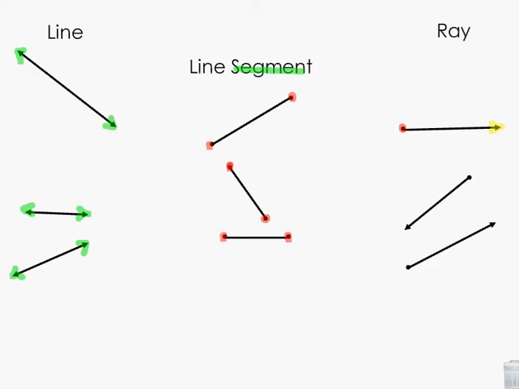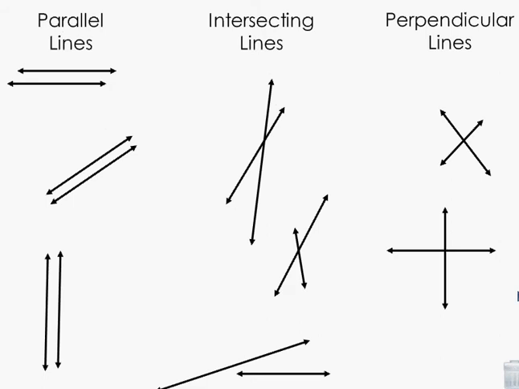The next components in Unit 2 were parallel, intersecting, and perpendicular. Parallel lines go on forever, and they never touch. They would keep going on because they're lines, but they're parallel because they never touch one another. You can also have parallel line segments, and they would have dots on either end. Those would be line segments because they have dots, but parallel means that they go on forever without touching.